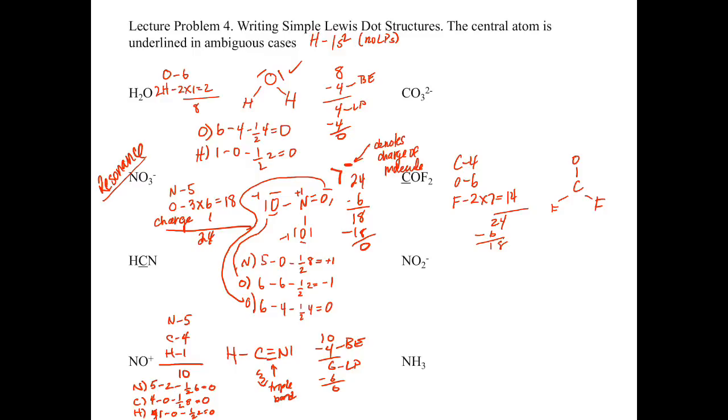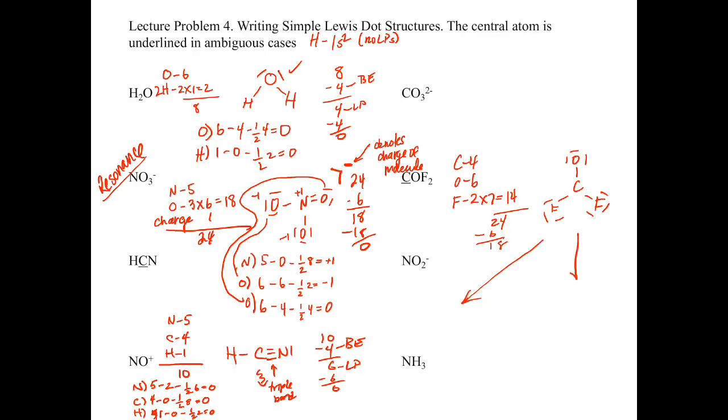So we're going to fill in the rest with electrons. So we have 1, 2, 3, 4, 5, 6, 7, 8, 9. That's our extra 18 electrons as lone pairs. And we see immediately that we're going to have to make some kind of double bond because the carbon doesn't have an octet.